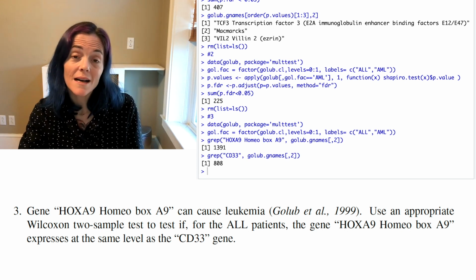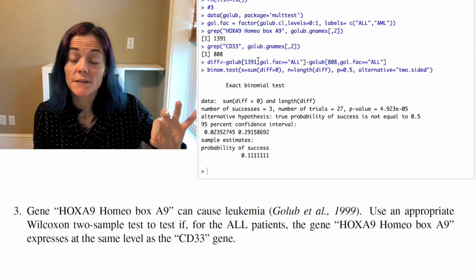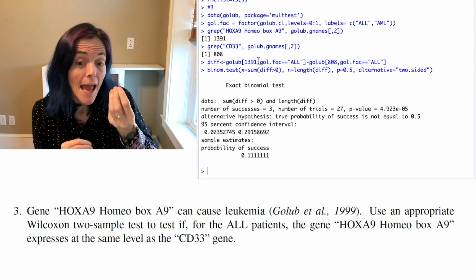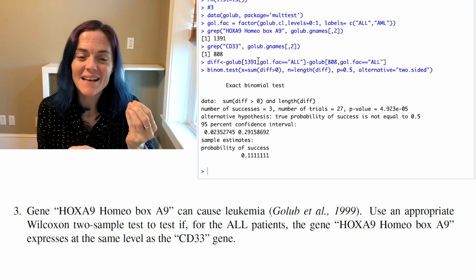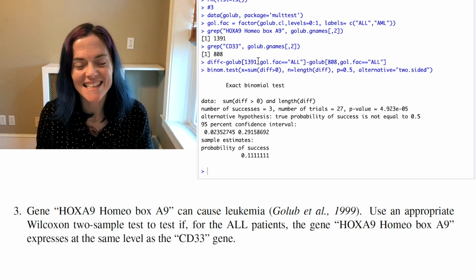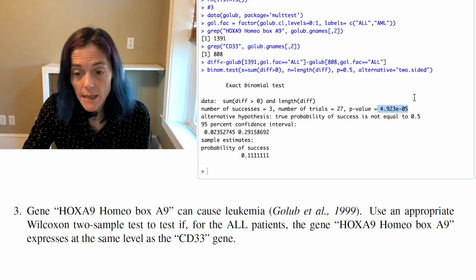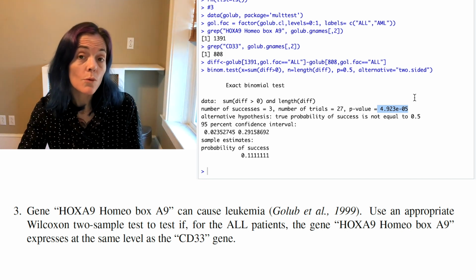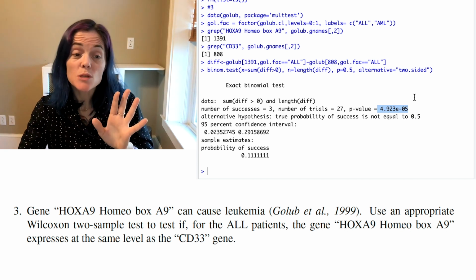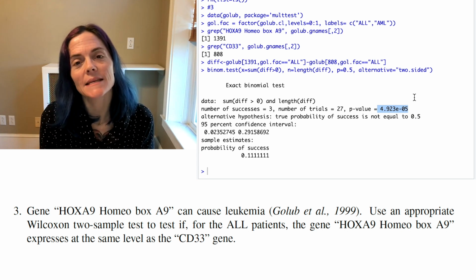So first of all, the Wilcoxon sign test, we know this is a binomial test. We create this vector diff. These are the pairwise differences where we take the HOX-A9, homeobox A9, and CD33 genes, ALL patients. Then we can apply the binomial test. You can see this p-value is very small. So here we would reject the null that the median of the D's is 0. This would say the two genes do not express at the same level in the ALL patients.